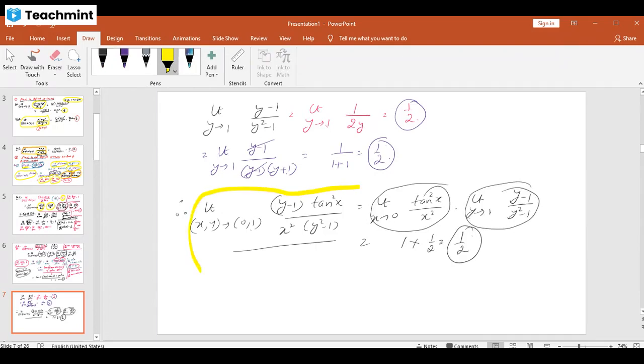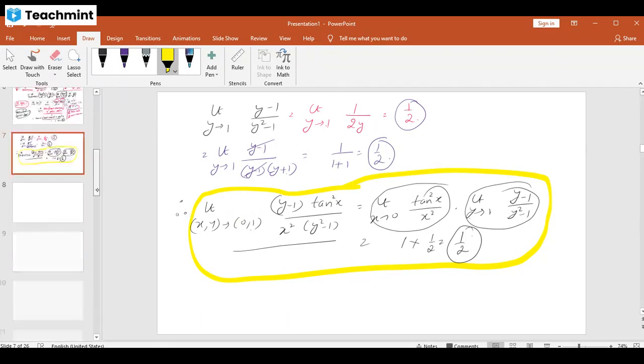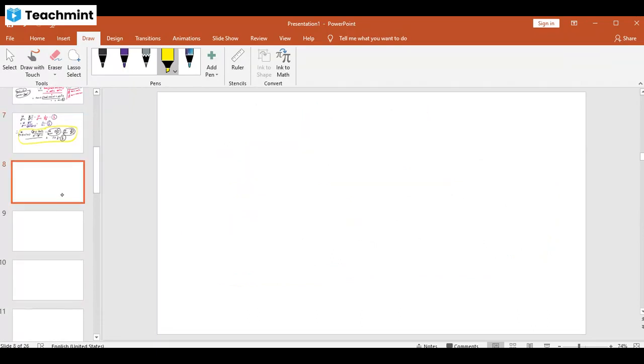Okay, so it means that this is the case when your function is not defined at the point x naught, y naught, but it can be expressed as a product of the two functions where the limit of the individual function exists. So this is another type of problem for the limit, when your function is not defined but the limit of the function exists. Now let us consider another form of the problem.